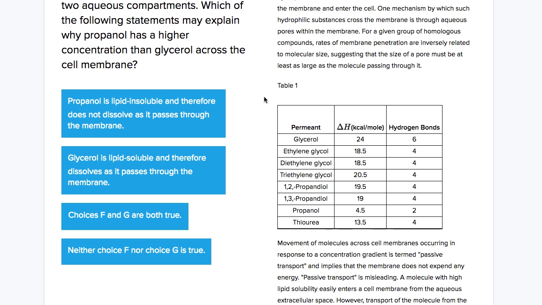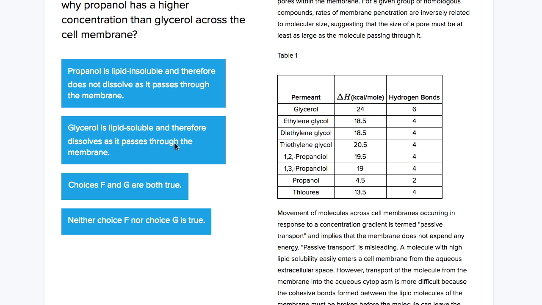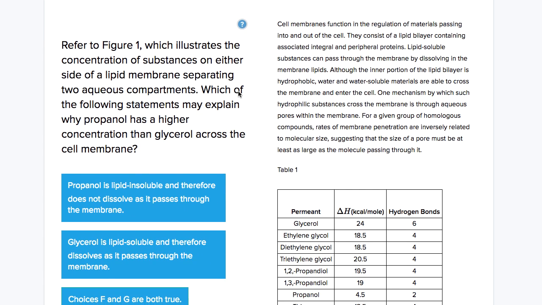Looks like they basically all revolve around this one idea. Propanol is lipid insoluble, or glycerol is lipid soluble. So propanol is lipid insoluble and therefore does not dissolve as it passes through the membrane. Glycerol is lipid soluble and therefore dissolves as it passes through the membrane. So we can see that these are basically different versions of the same type of answer. So let's see if we have any information about this in our passage.